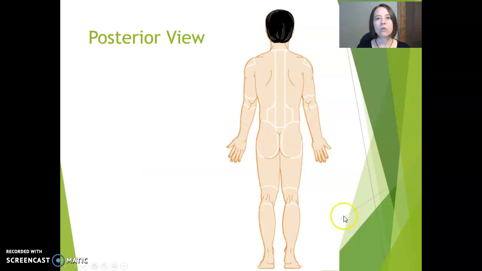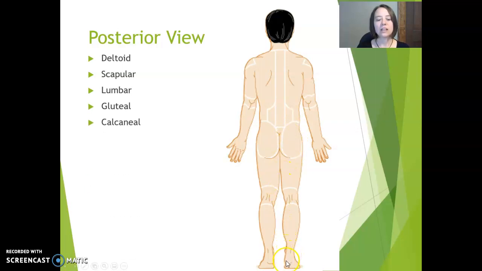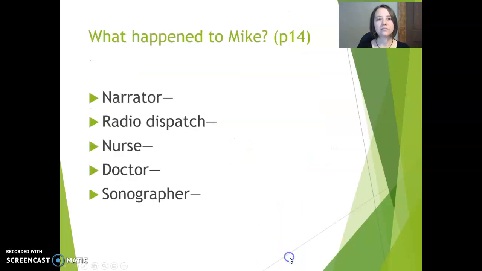Okay, flip it over to the posterior side, and deltoid is the shoulder area. Scapular, here, is the shoulder blade area. Lumbar is the lower back area. Gluteal is the buttocks area. And then down here, calcaneal is the heel.